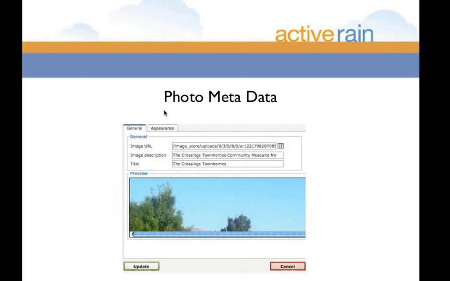Okay? So if you were writing about the Crossing townhomes, you'd want to give it an image description if that's what the photo was of. I'd hope that's what the photo was of if that's what you were writing about, right? You'd want to tell the search engines, this is what this is a picture of.